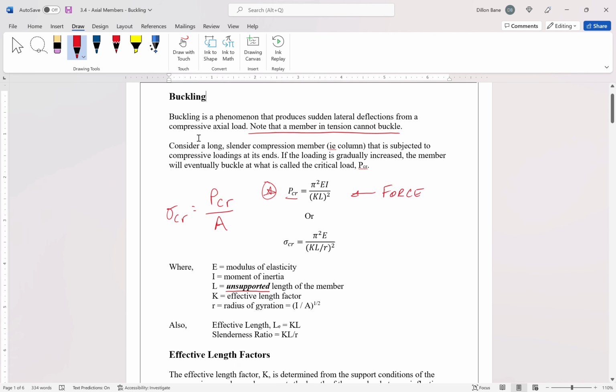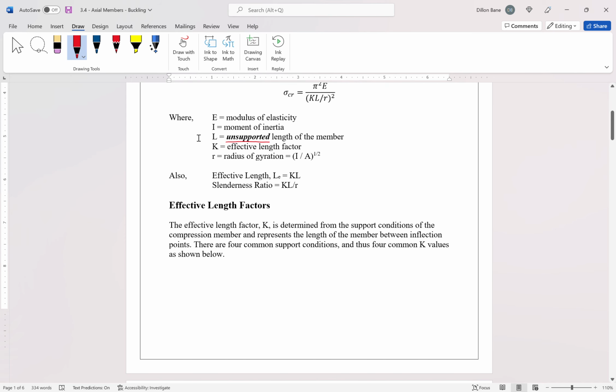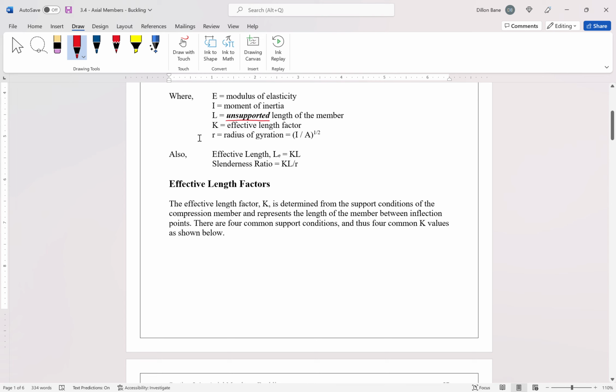So going back to these K factors, right? These effective length factors, what we call K factors. These factors are determined by the support condition of the compression member. And basically what they represent is the length of the member between inflection points, right? So this will be easier to see in a picture diagram when we start drawing them here in just a second. But we need to be able to look at the geometry of our column, or not necessarily always a column, but compression member in general. And it's based on the support conditions.